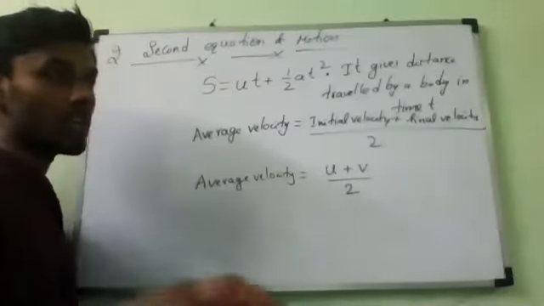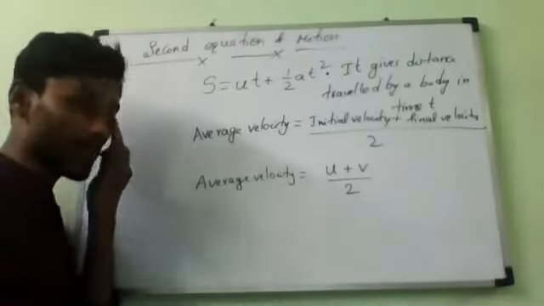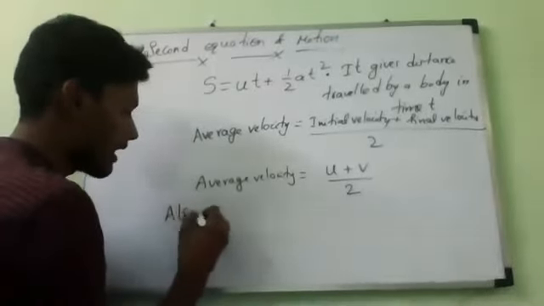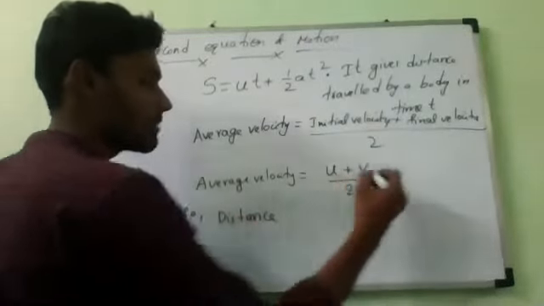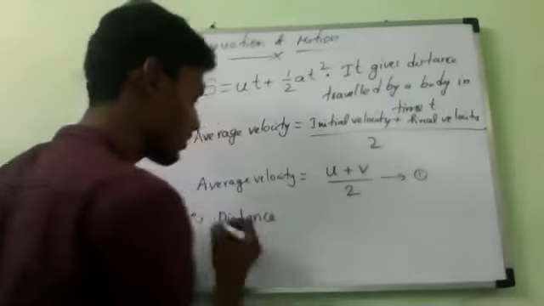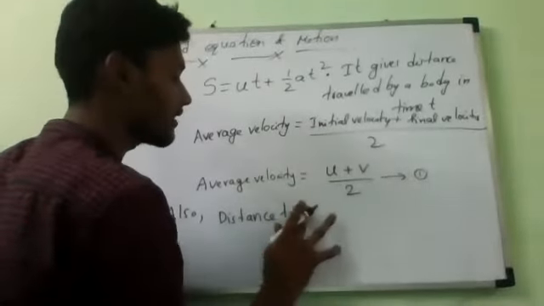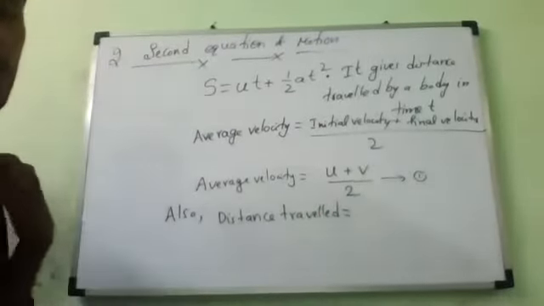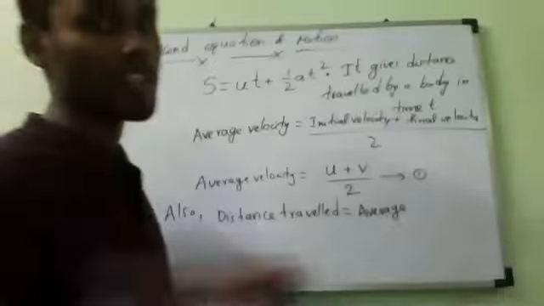And also observe, distance traveled is equal to some formula I have taught you in yesterday's class. Let me call this equation number 1. Now, distance traveled is equal to what is the formula I have taught you? Average velocity is total distance by total time taken. So distance traveled is equal to average velocity into time.